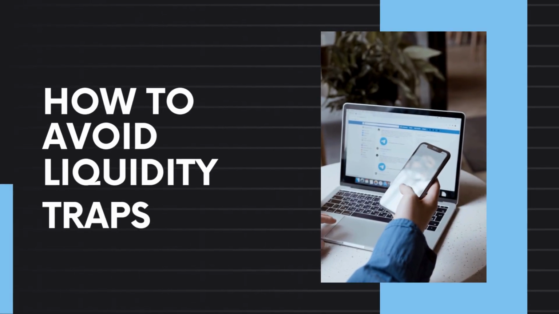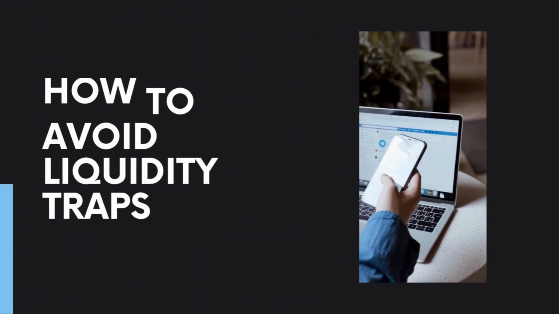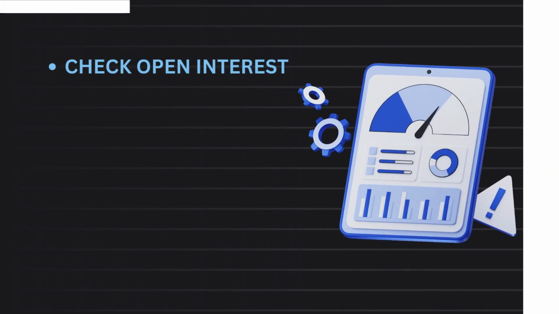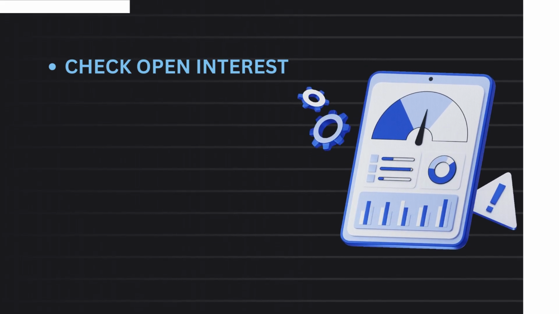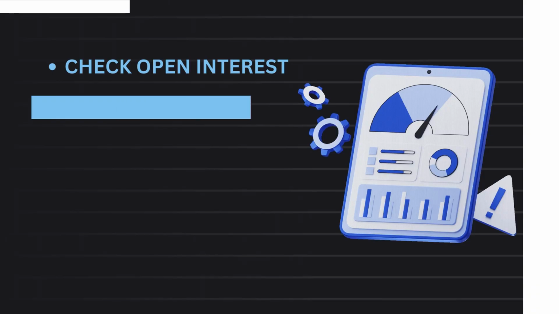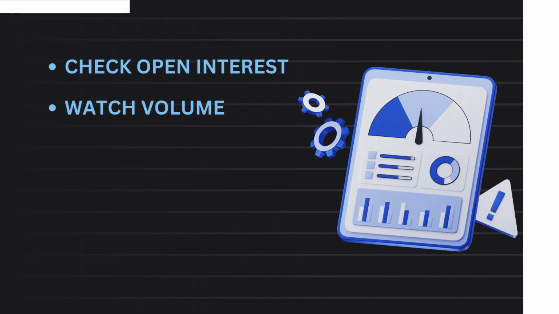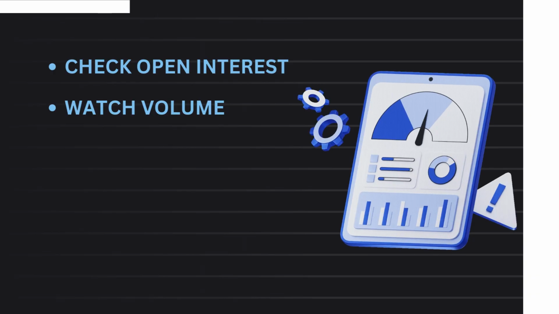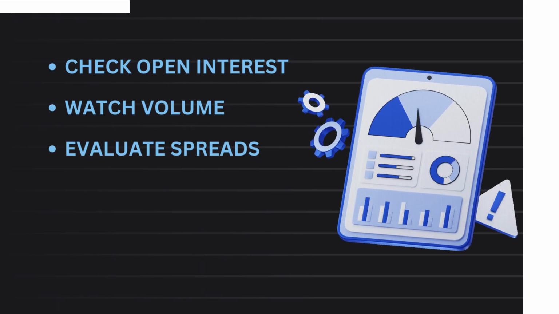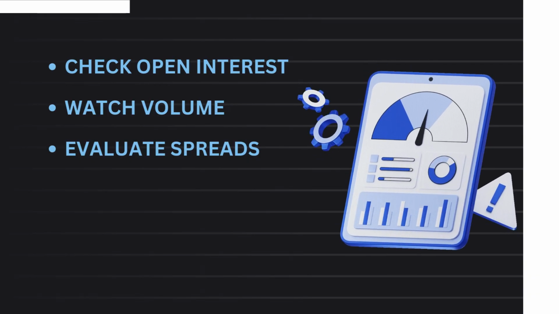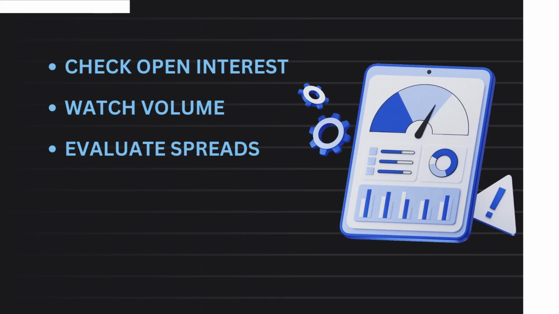How to avoid liquidity traps? So how do you steer clear? Check open interest. Look for contracts with hundreds, preferably thousands of open positions. Watch volume. Make sure contracts trade regularly throughout the day. Evaluate spreads. Tight bid-ask spreads, a few cents wide, are safer than dollar-wide ones.